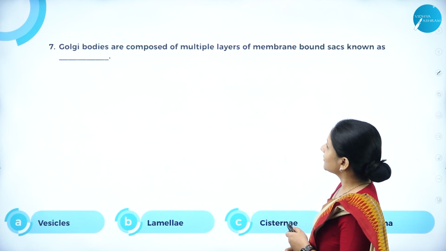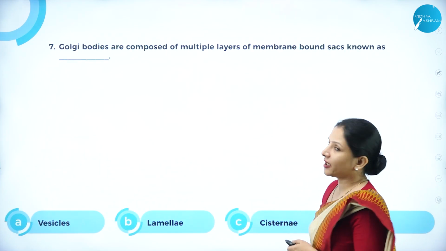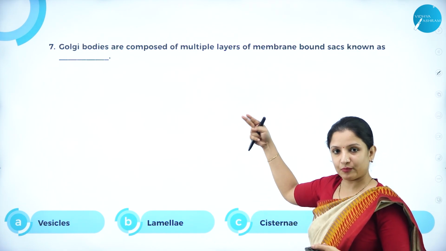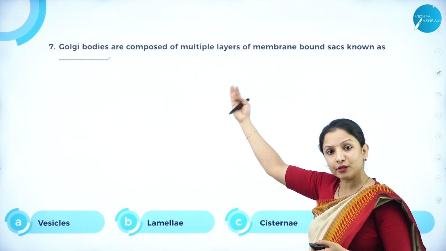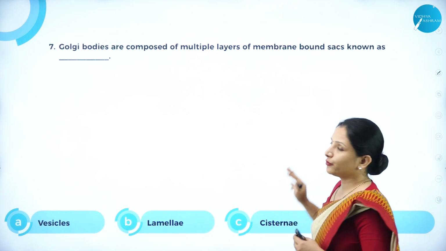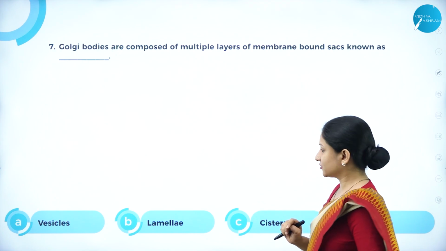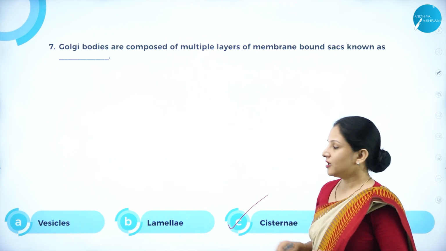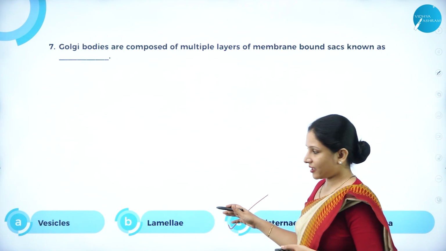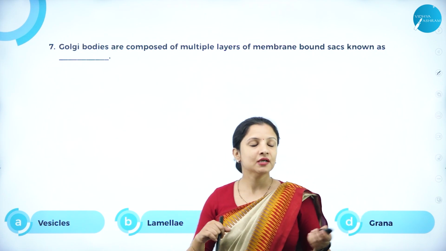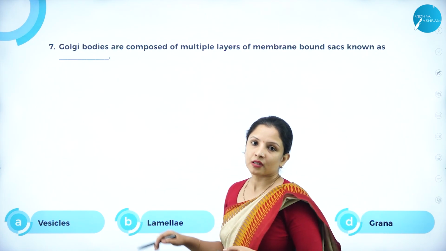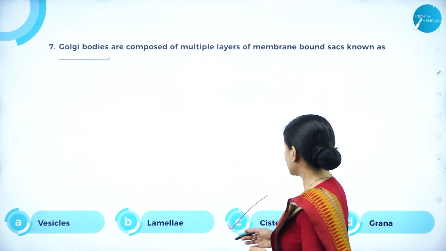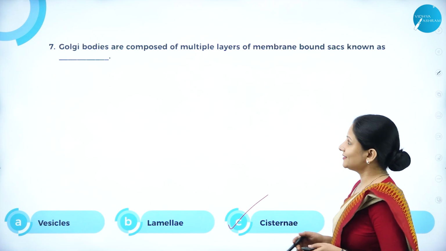Next, Golgi bodies are composed of multiple layers of membrane-bound sacs. The same as the previous question, or two or three slides back I had asked a question. The same thing, it's in a twisted form. So what are the multiple layers called? Is it called vesicles, lamellae, cisternae, grana? Lamellae is nothing but a membrane, it's a covering. Vesicles are packaged materials and grana are usually found in thylakoids, that is in chloroplast. So it has nothing to do with the Golgi bodies. The answer here is cisternae. The foldings are called cisternae.